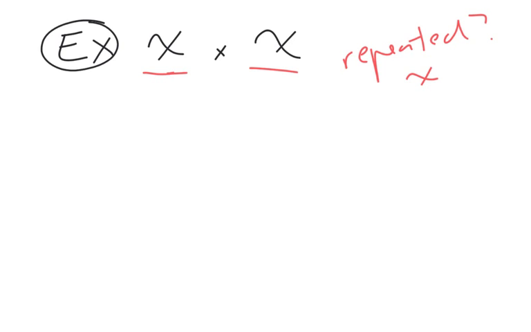Therefore, if I were to express this in a different way, the base would be x because x is being repeated. And how many times is x being repeated? It's being repeated twice. So the exponent is going to be 2. So x to the power of 2 is our final answer.